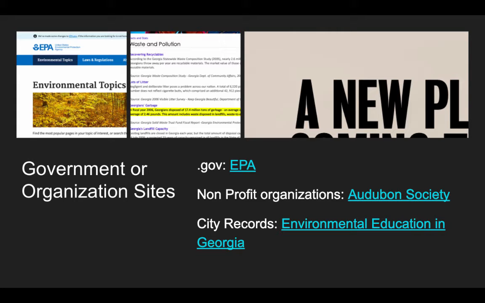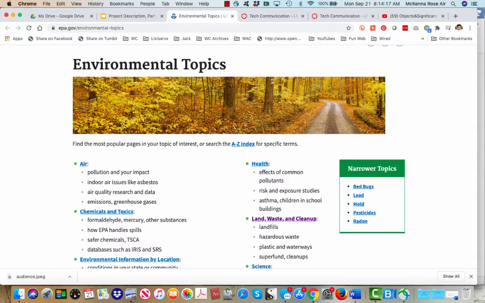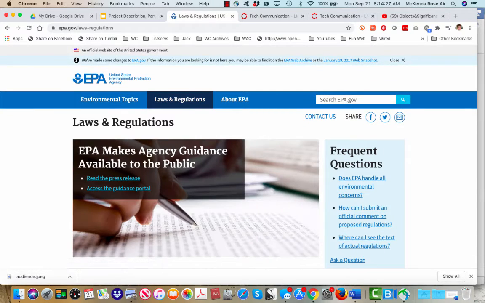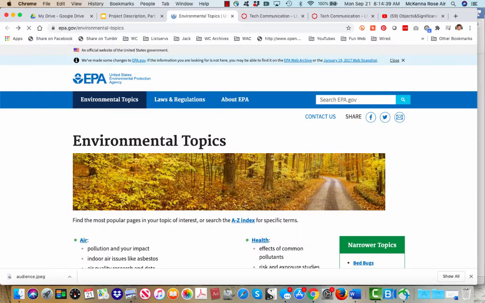So you're welcome to look at government or organization sites, right? So sites like the EPA are going to have public-facing assessments of the data that they collect, but then they're also going to have expert information like laws and regulations, compliance, guidance, etc., and then also some raw data that they collect.